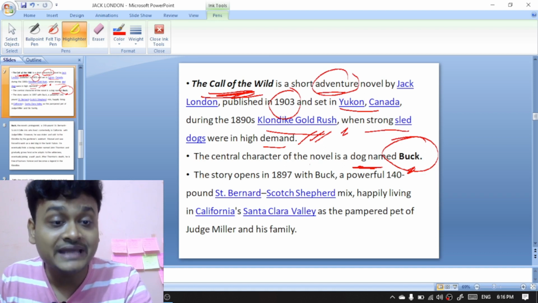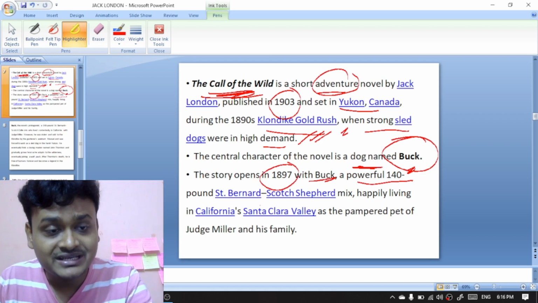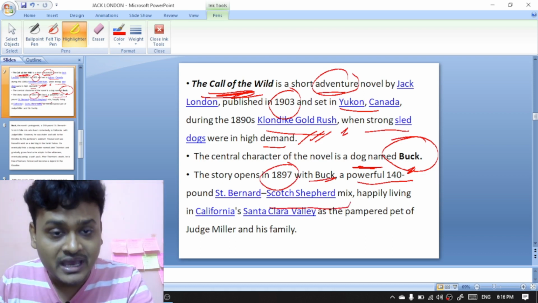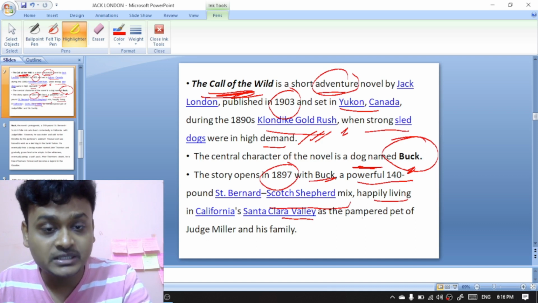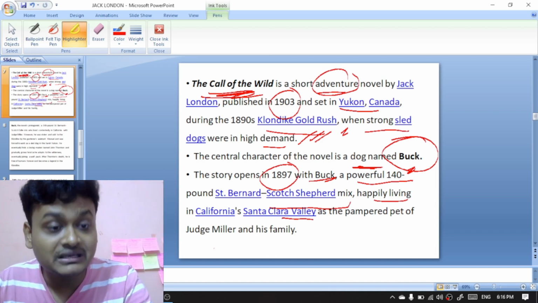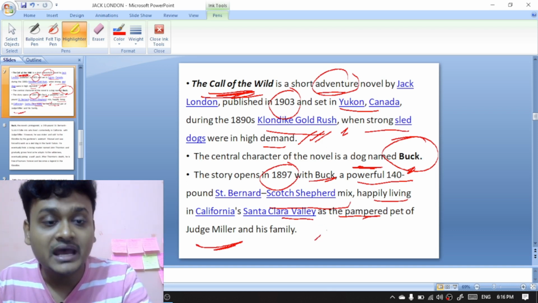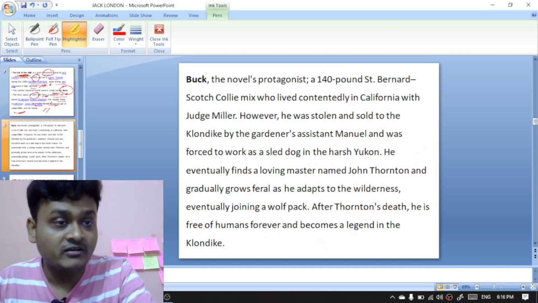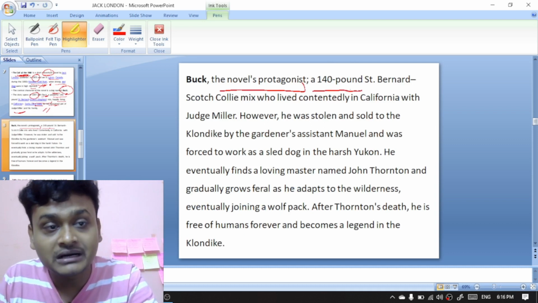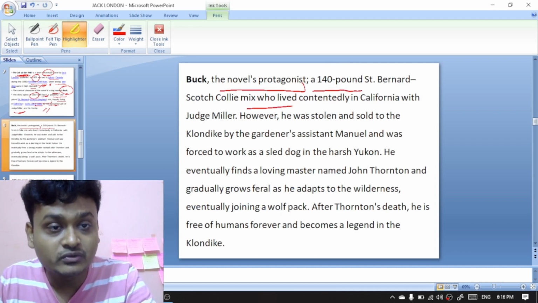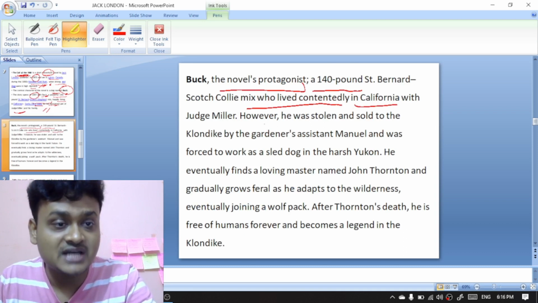The story opens in 1897 with Buck, a powerful 140-pound St. Bernard Scottish Shepherd mix, happily living in California's Santa Clara Valley as the pampered pet of Judge Miller and his family. Buck is the novel's protagonist, a 140-pound St. Bernard Scottish Collie mix who lived contentedly in California with Judge Miller.